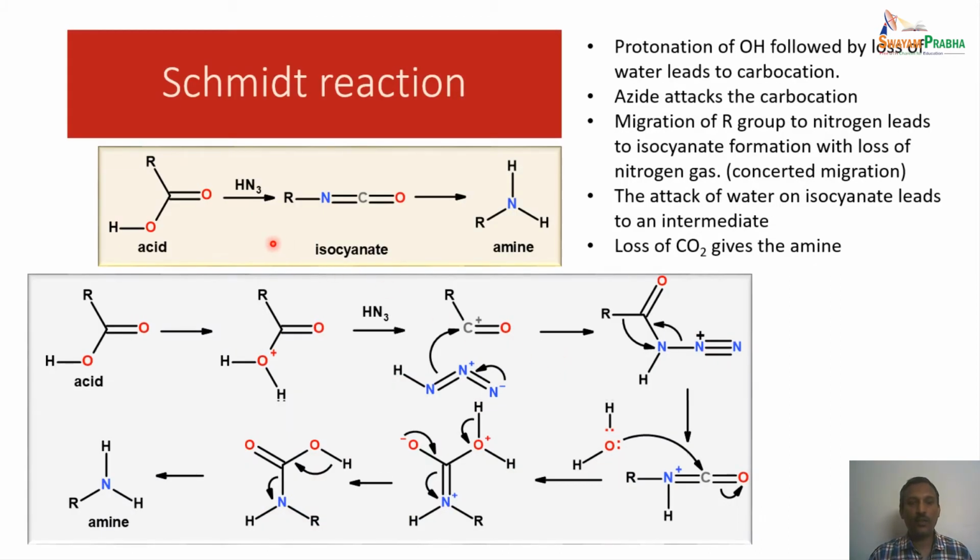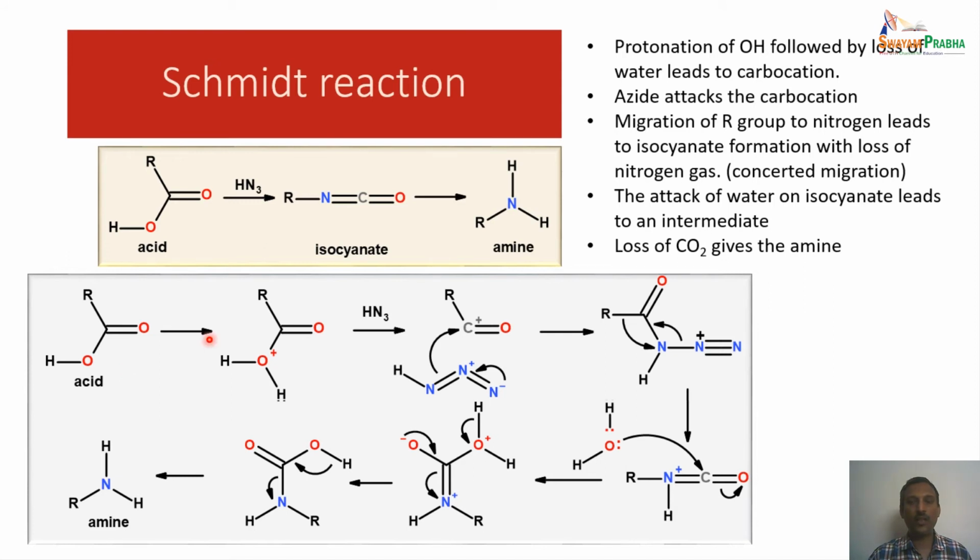Let us look at the reaction mechanism for this reaction. If we start with the acid and treat it with hydrazoic acid, the intermediate formed in the reaction is an isocyanate, and this isocyanate gives the amine. So let us look at each individual step of how the reaction actually proceeds.